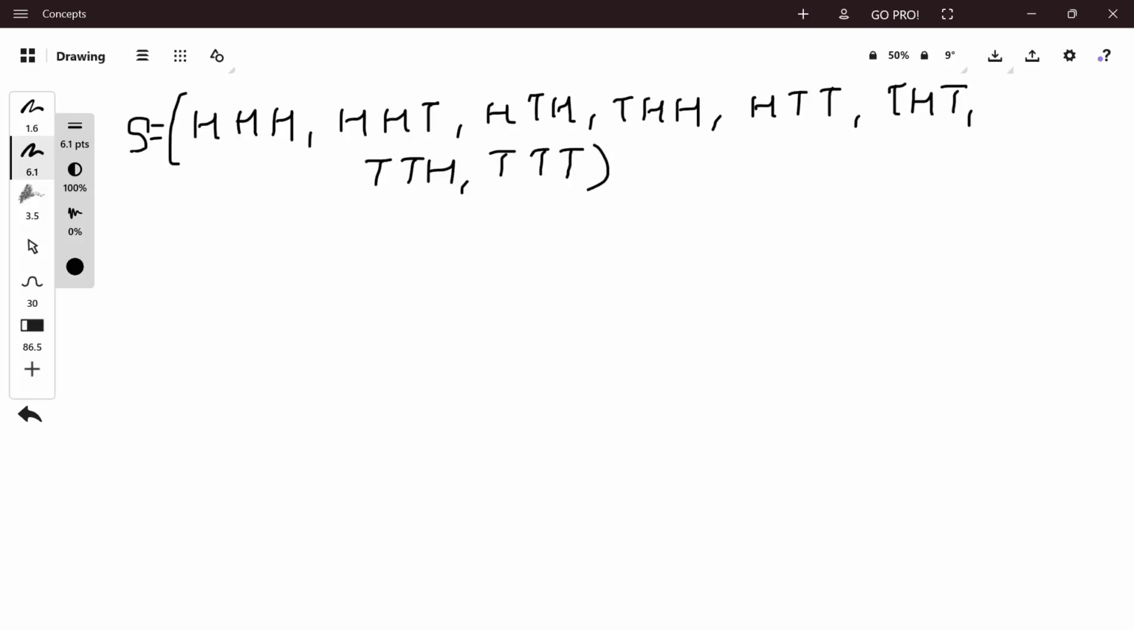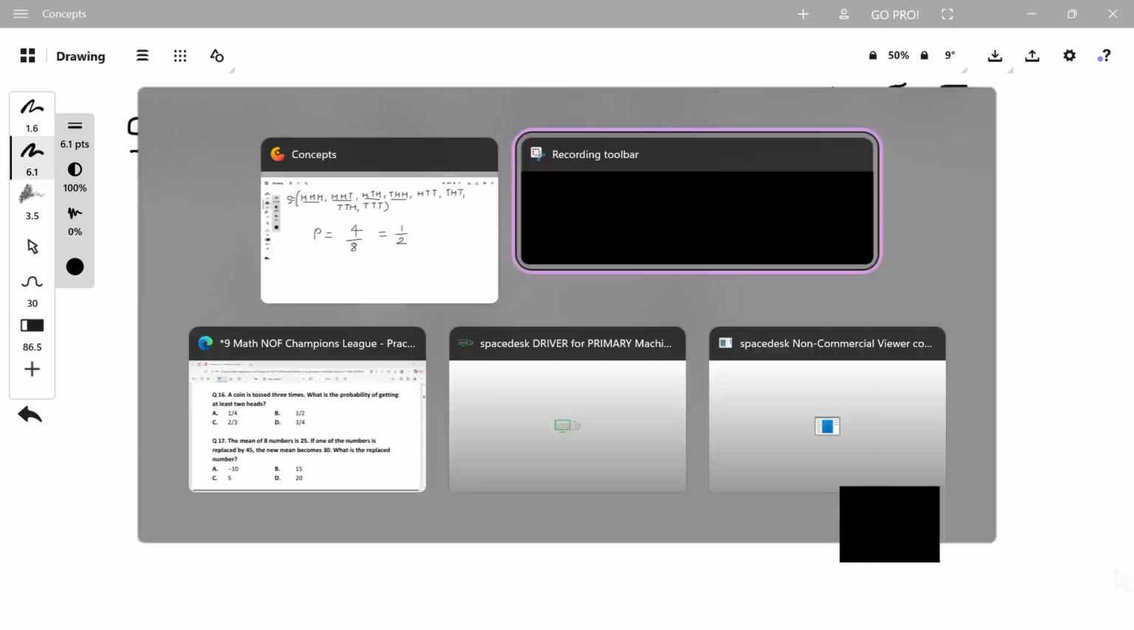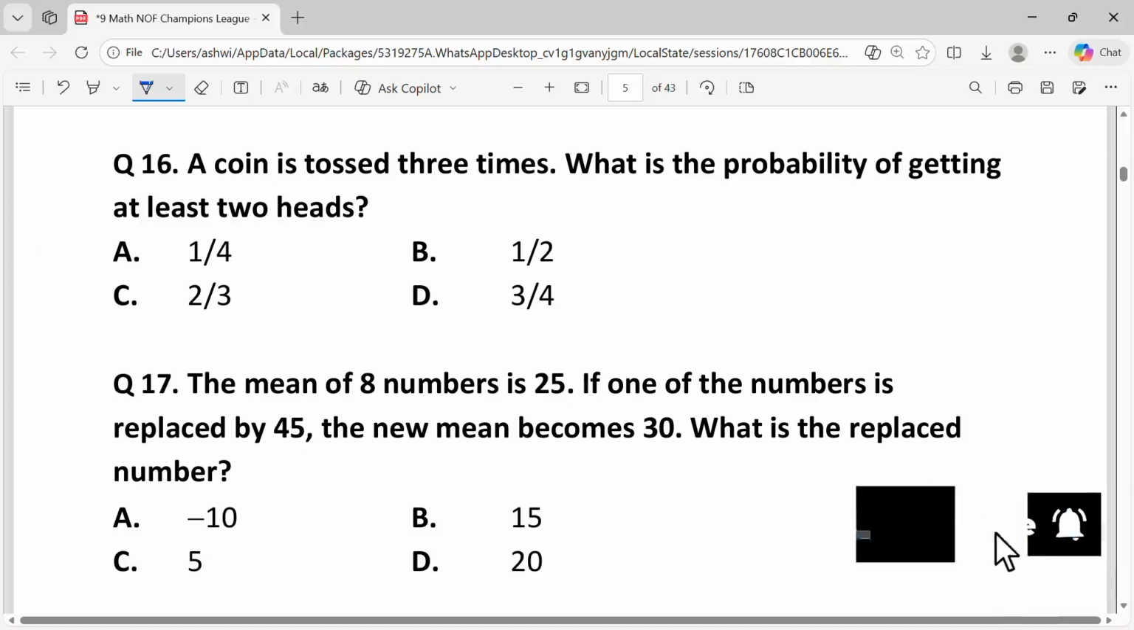Outcomes with at least 2 heads are 1, 2, 3, 4. The probability is the number of favorable outcomes divided by the total number of outcomes. So probability is equal to 4 upon 8, which is equal to 1 upon 2. Comparing with the given options, the answer is B, 1 by 2.